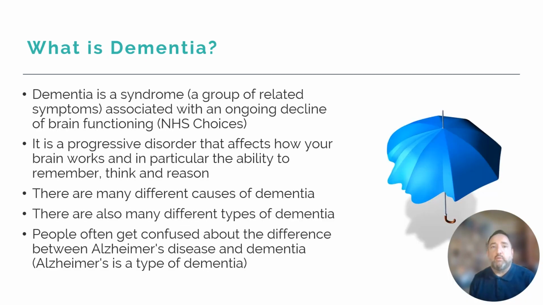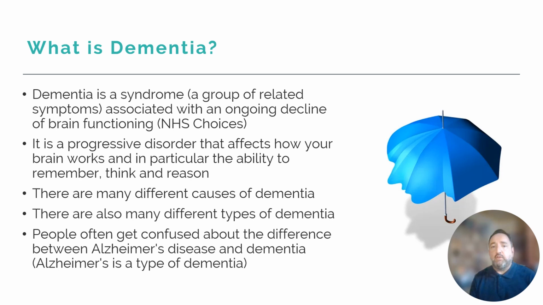So let's start off with what is dementia. Dementia is a syndrome. That's a group of related symptoms associated with an ongoing decline of brain functioning. That's the NHS Choices definition. Dementia is a progressive disorder that affects how your brain works, and in particular, the ability to remember, think, and reason. There are many different causes of dementia, and there are also many different types of dementia.